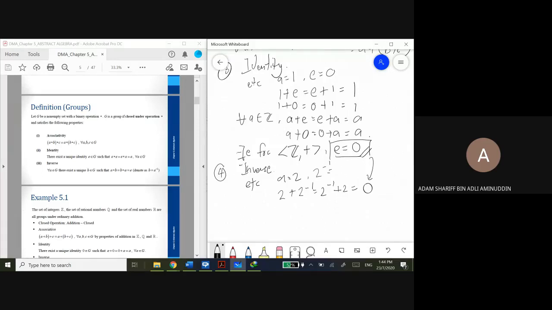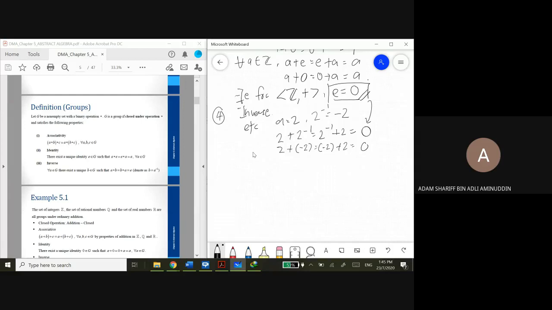Thank you, Dia Rahman Daniel. This is very clear that 2 plus negative 2 is equal to negative 2 plus 2, you get back 0. The inverse of 2 is actually negative 2. You are correct, Dia.